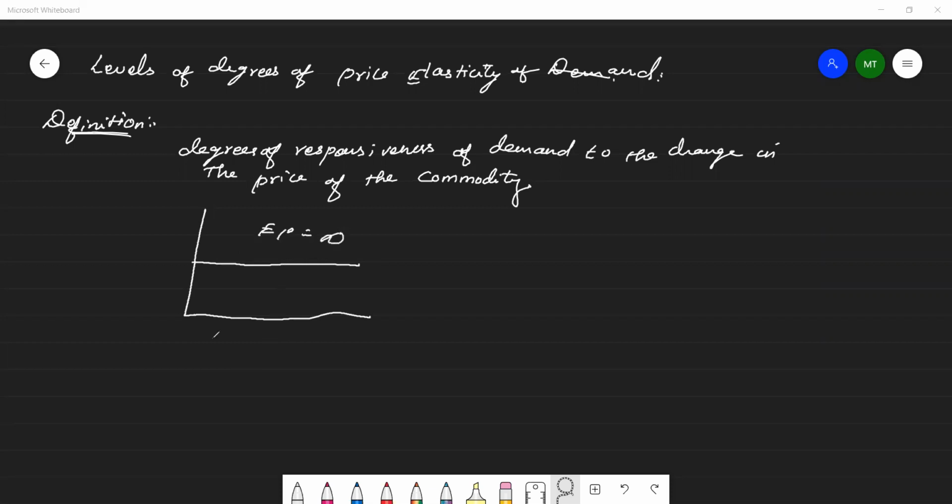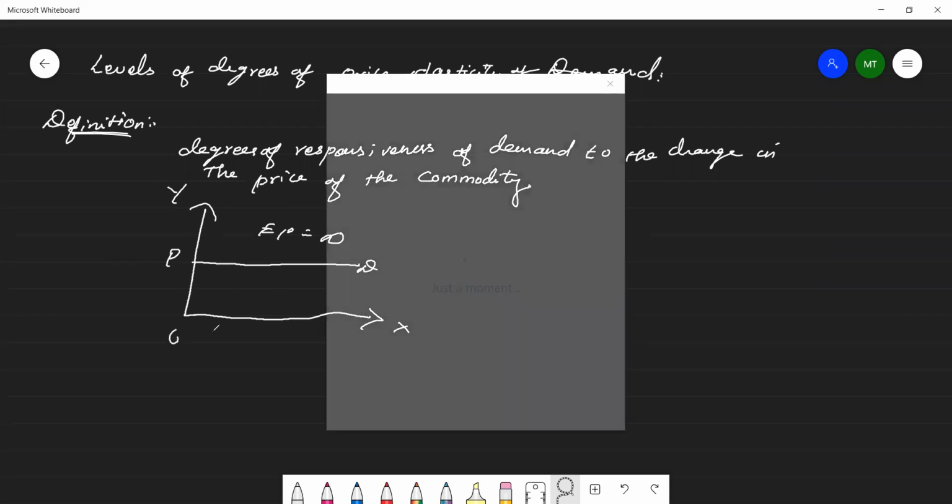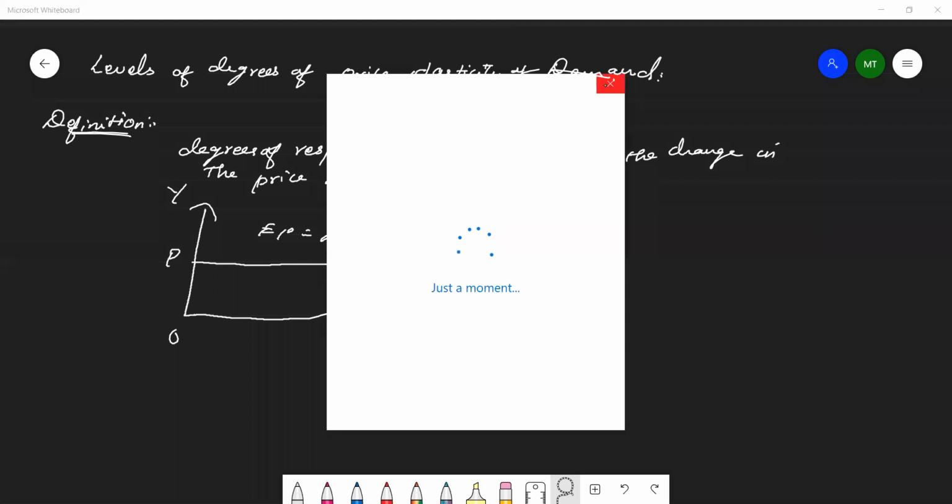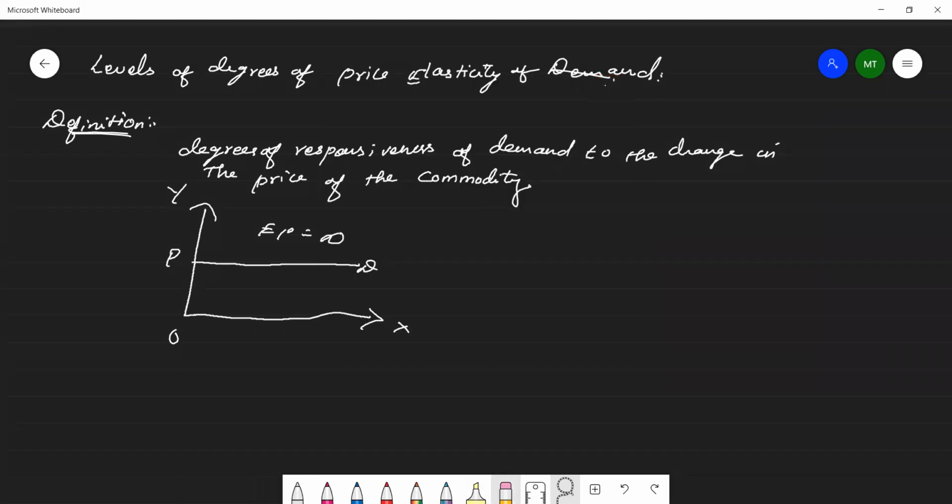Demand is on the y-axis, price is on the x-axis. So demand is said to be perfectly elastic when a slight change in the price of a commodity causes an infinite change in its quantity demanded.